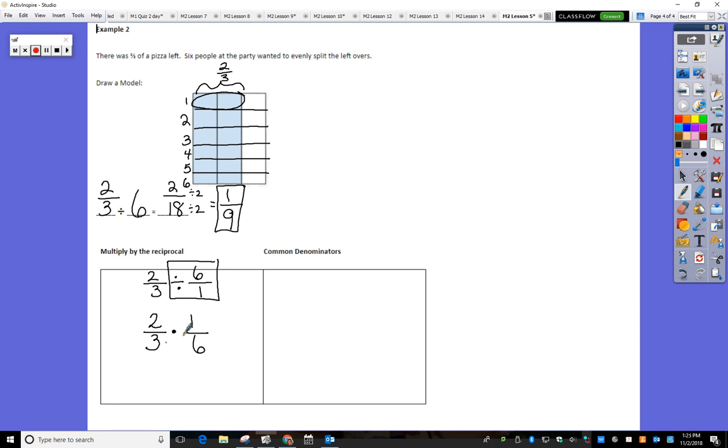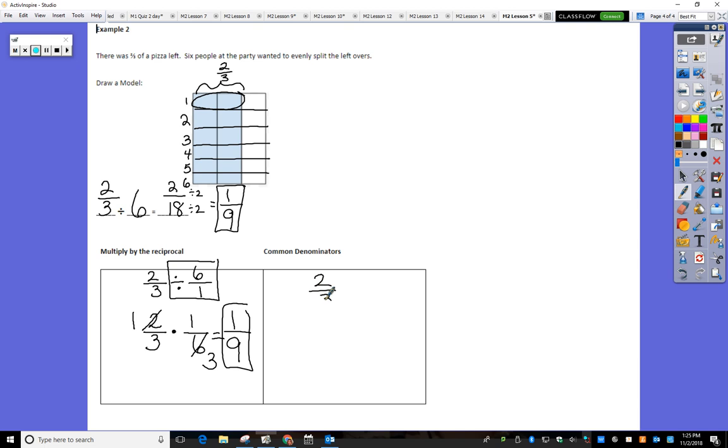3 and 1 are good to go. Their only common factor is 1, but 2 and 6 can both be divided by 2. 2 divided by 2 is 1. 6 divided by 2 is 3. I'm going to multiply 1 times 1, which is 1, and 3 times 3, which is 9. Notice this got me my simplified answer right away. I'm going to prove this one more try with common denominators.